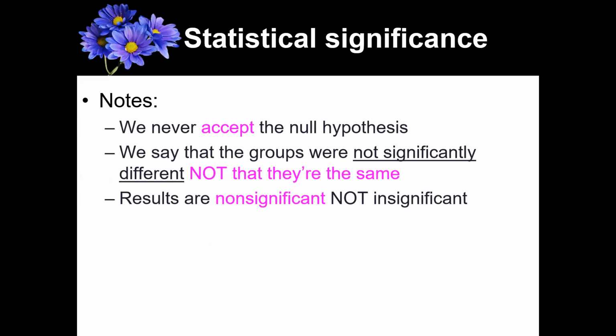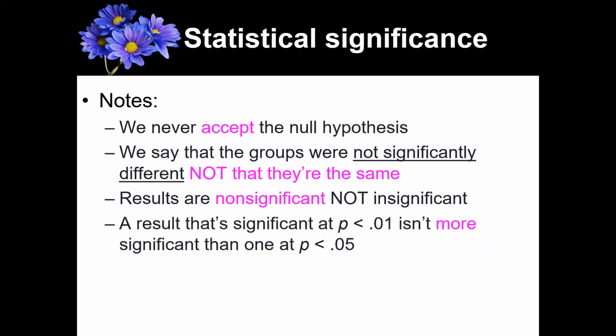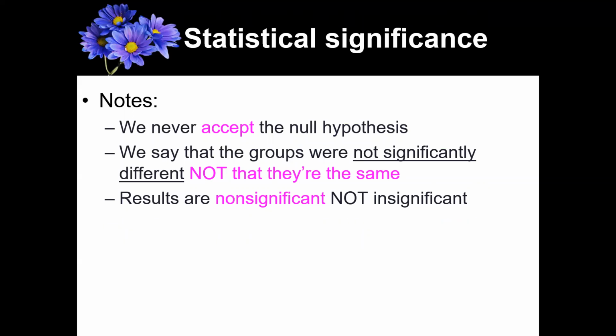Oh, another thing, we say that the results are non-significant, not insignificant. There is actually a distinction there. So non-significant just means that they're not different enough to provide good evidence that the populations differ, but that doesn't mean that the results are not important, okay? Which is why we don't say insignificant. Getting a null result could still be very important.